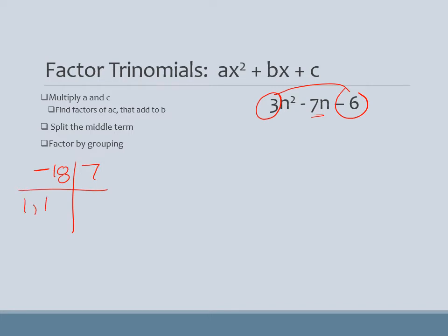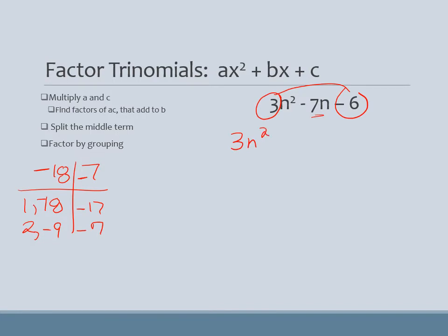So I've got 1 and 18, and again, one of them has to be positive and one has to be negative in order to multiply to a negative number. But this time my middle term is negative, so my larger will be negative. So 1 and negative 18 adds to negative 17. 2 and negative 9 adds to negative 7.